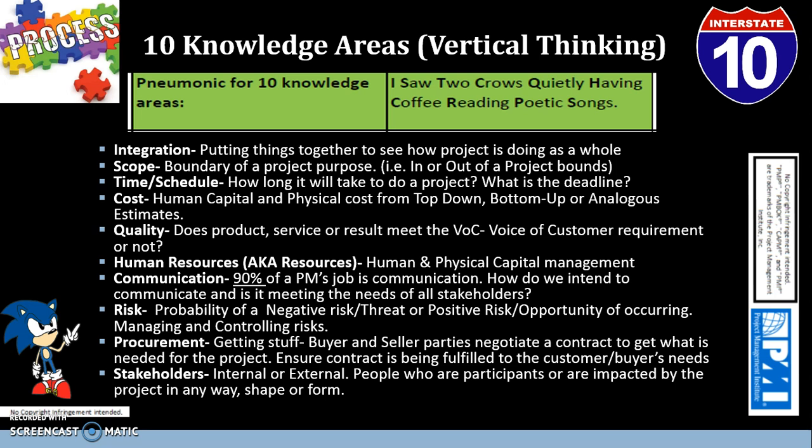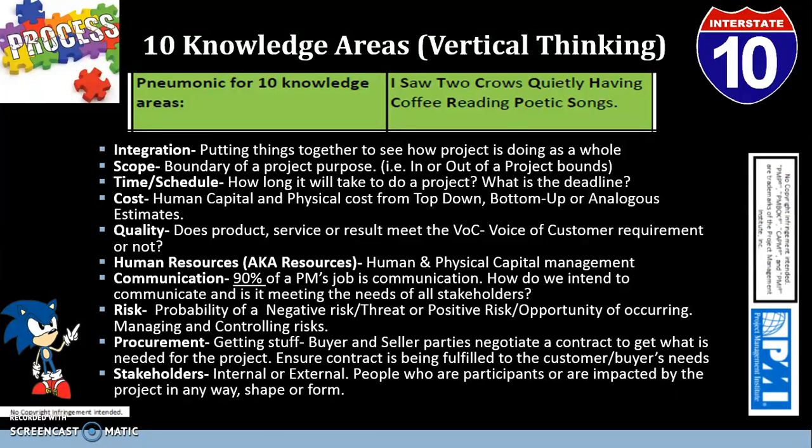Are we trying to make a red car or blue car, or does it have any fancy features to it? Things like that. We don't want to make something that is outside of the project bounds. We don't want to go and make a Lamborghini instead of making a Toyota Corolla, just as an example. Time, or schedule: how long it will take to do a project. What is the deadline?